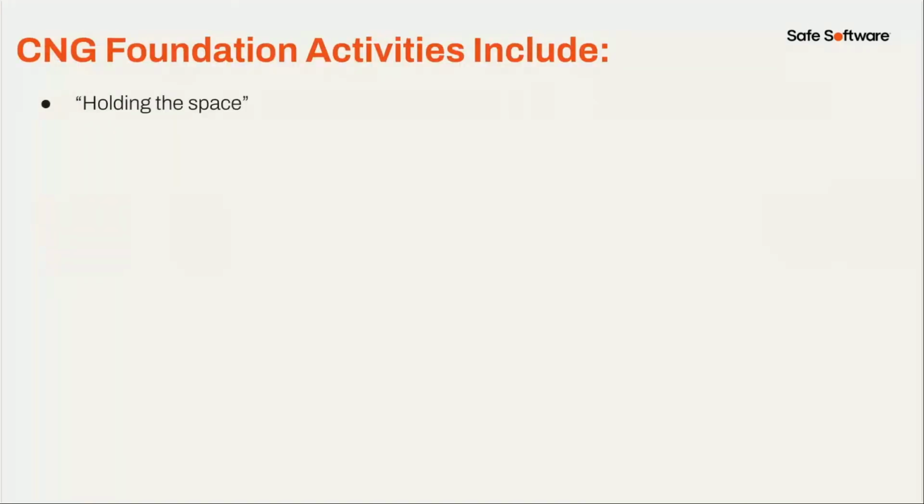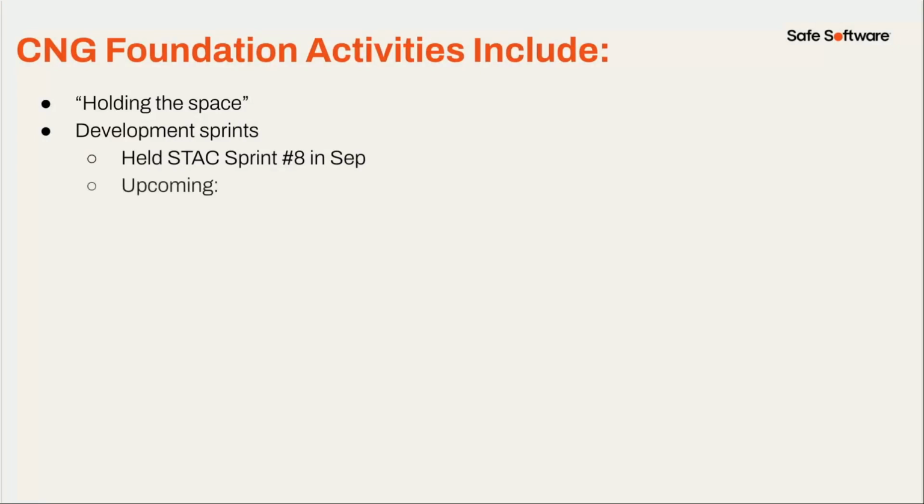Just to finish off, I wanted to mention some of the activities that we're doing as the Cloud Native Geospatial Foundation, and the reason that we're around: things like this, webinars with education. We do a lot of holding the space, so having meetings and collaborations with the thought leaders in these different formats, and having sprints. We held the STAC sprint. Chris mentioned some about SpatioTemporal Asset Catalog. We held that sprint last September.